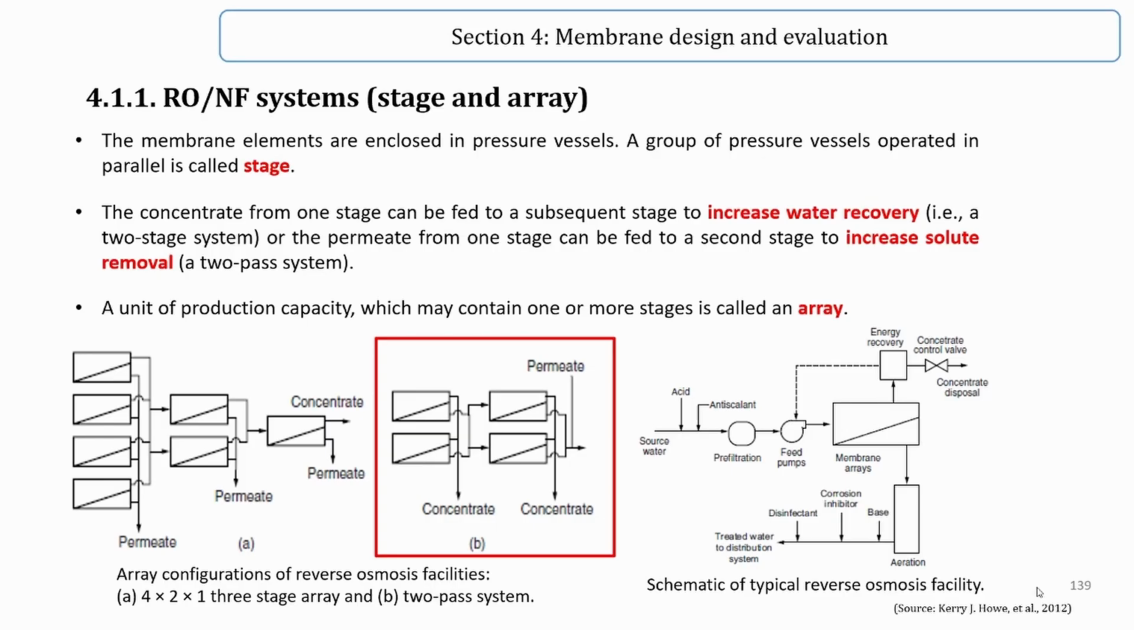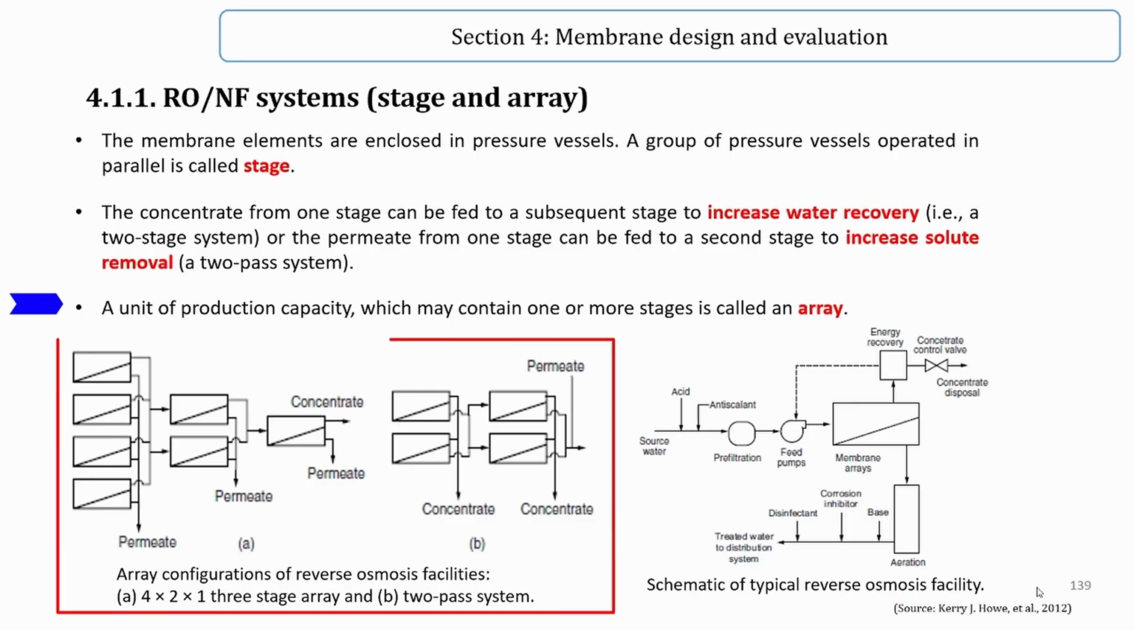For applications where high purity water is required, two-pass systems are common because they essentially treat the water twice in two distinct systems. These flow configurations can be optimized, influencing overall system performance. A unit of production capacity which may contain one or more stages is called an array. In this figure, you can see a three-stage array as well as two-pass system.